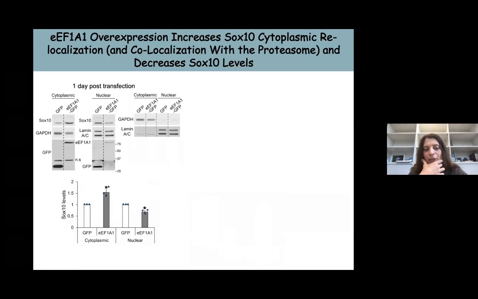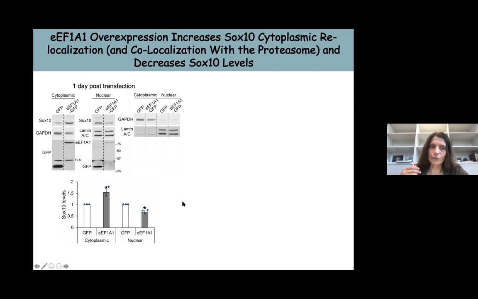So then the next question was, does EF1A1 target SOX10 to the proteasome? Does it induce the relocalization of SOX10 in the cytoplasm and then induce the degradation? To look at that, we transfected Schwann cells with EF1A1. So we overexpress EF1A1, and one day post-transfection, you can see that SOX10 in the cytoplasmic compartment is more abundant and is less abundant in the nuclear compartment. And that's the quantification here.